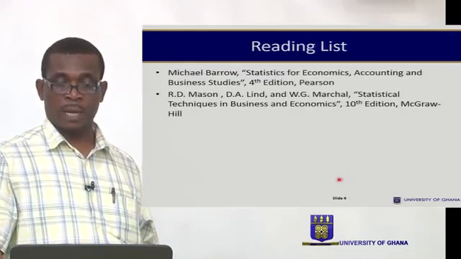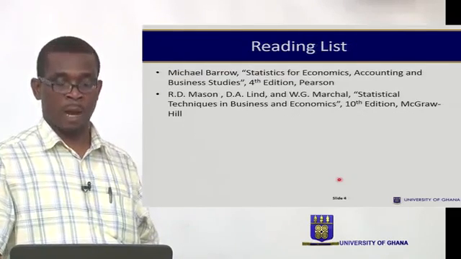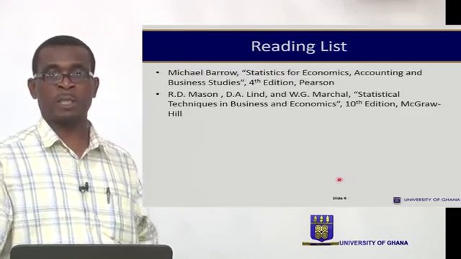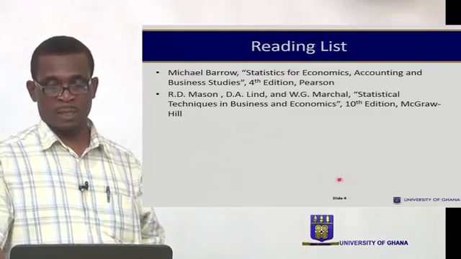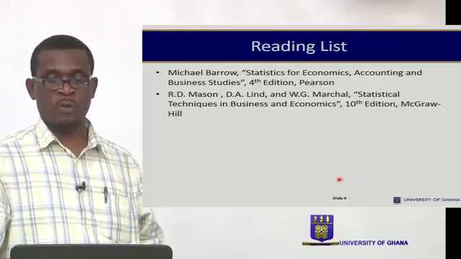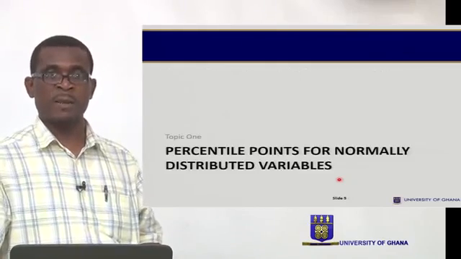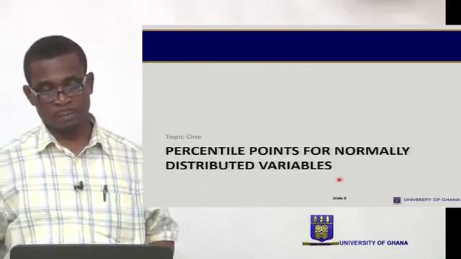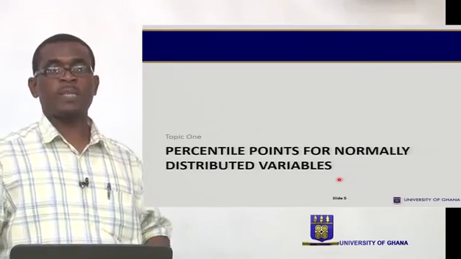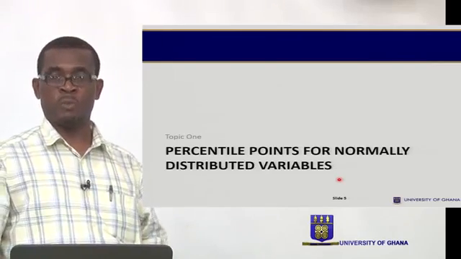As usual, our texts are Michael Barrow and Mason, Lind, and Marshall. So at the end of this session, when you finish reading, you can go back to the text and read the relevant chapters. Okay, so percentile points for normally distributed variables.